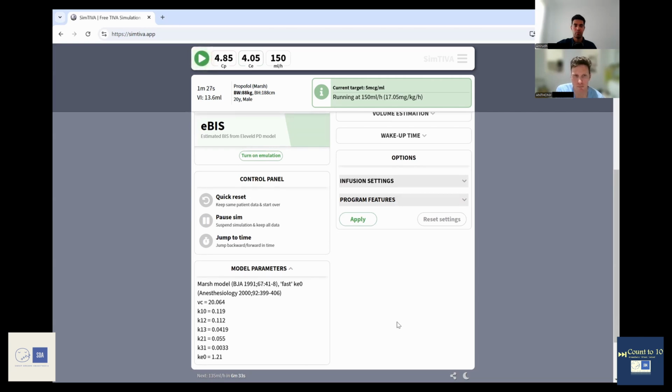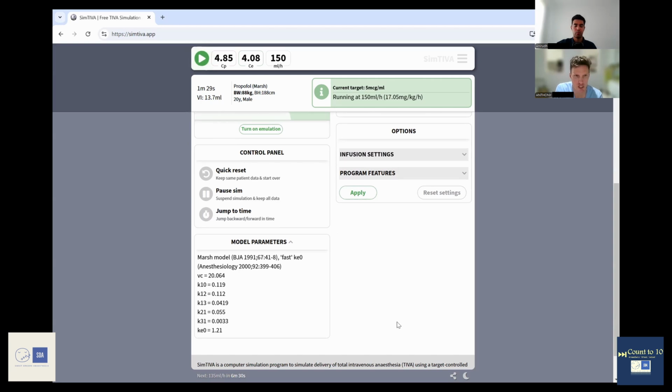Now, if you scroll down in Simtiva and look at the model parameters, it has the Marsh model, and it has a little reference. It's got VC equals 20. It's not exactly 20, it's 20.064. VC scales up or down depending on your input weight. The rate constants in the Marsh model do not change at all. The only thing that changes is the volume of distribution of the central compartment. The volumes of distribution of V2 and V3 also change, but they are simply a mathematical derivative of the V1.